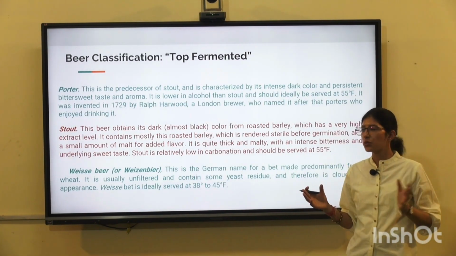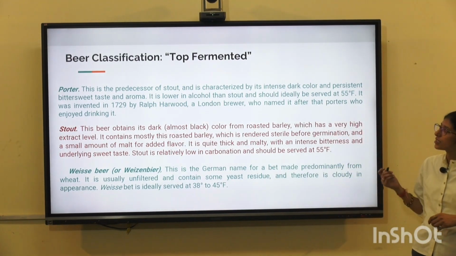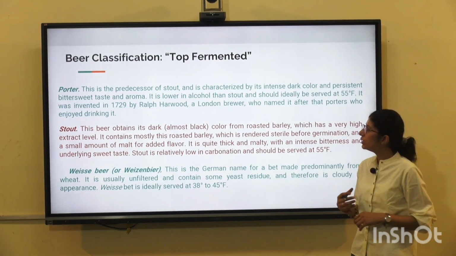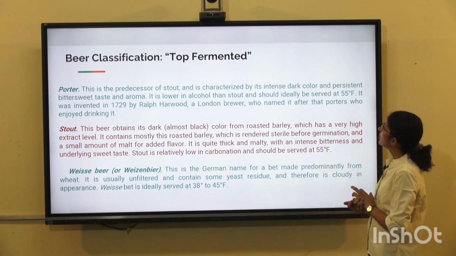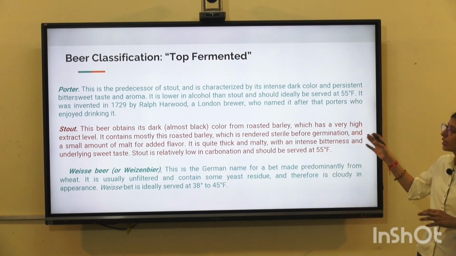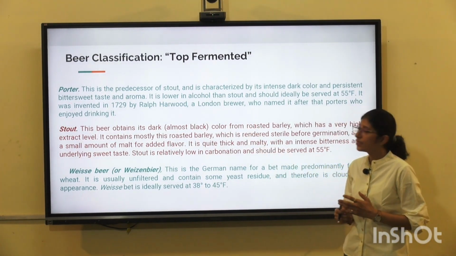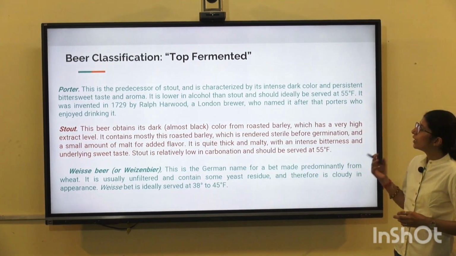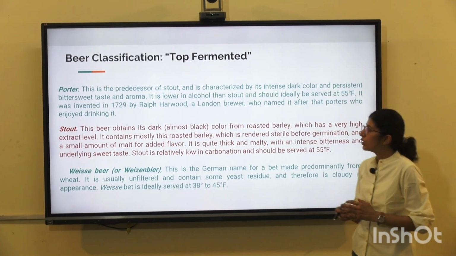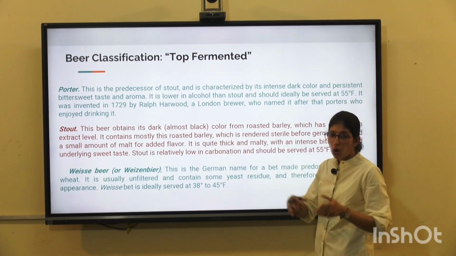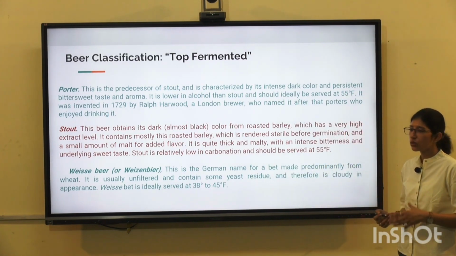Again, porter is the predecessor of the stout. Stout and porter are types of beers characterized by an intense dark color, persistence and a bittersweet aroma in the taste. It is lower in alcohol as compared to the stout, and it is usually served at 55 degrees Fahrenheit. It was first made by Ralph Harwood in 1729 in London, England, who named it after the porter, hence porter beer.